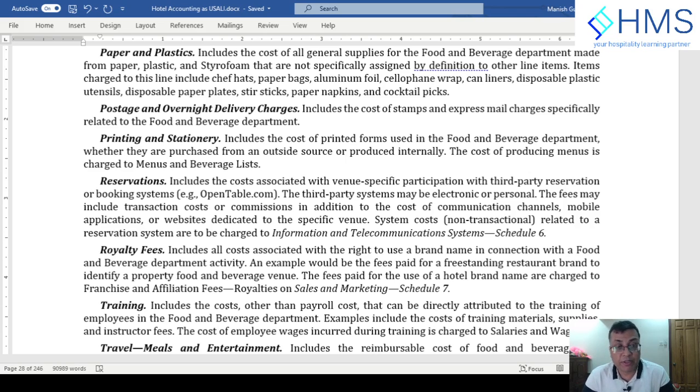Then you have reservations. If you are paying a third party application or a booking system for any reservation to your restaurant, then the cost of such reservations will go to the reservation cost. If you are paying not as a booking fee but as an application fee, where it's a fixed fee regardless of whether or not you have any reservations, then that cost will go to IT expenses. Royalty fee is if you're using the brand name of any third party. Let's say you are using the brand name of Starbucks, or Disney, or any other for which you have to pay a royalty fee, then that amount will also be charged to royalty fee expenses.